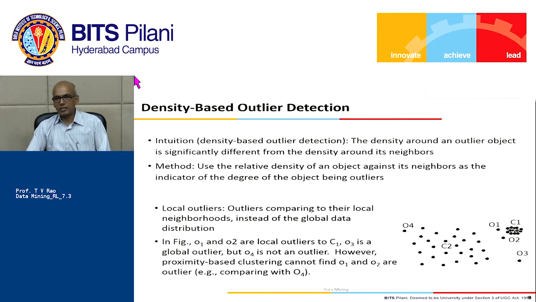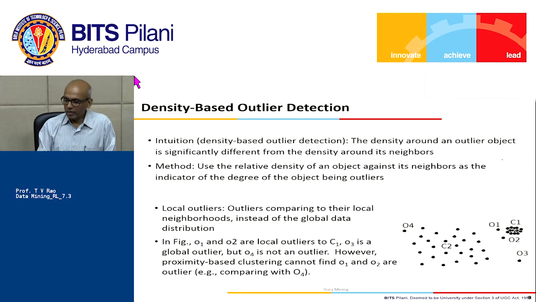So now let's look at the density based outlier detection techniques. These techniques can give you some advantage with respect to the distance outliers. So here the point is that the density around an outlier object is going to be significantly lower than the density of the normal points. So we need to check the relative density of the object against its neighbors and see whether it is an outlier. So here we use the concept of a local outlier.